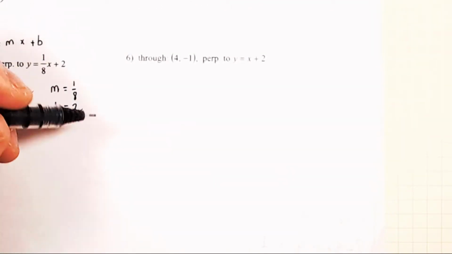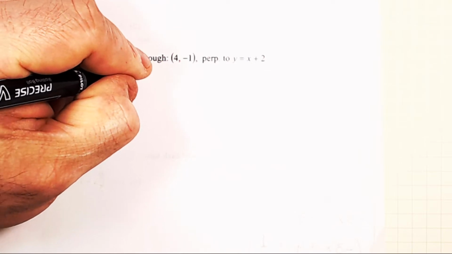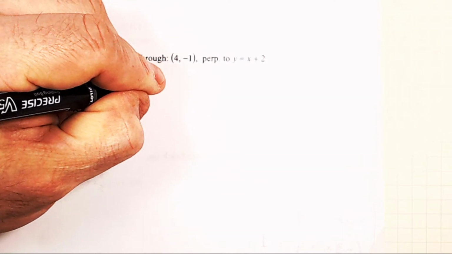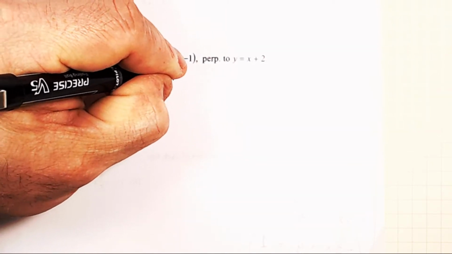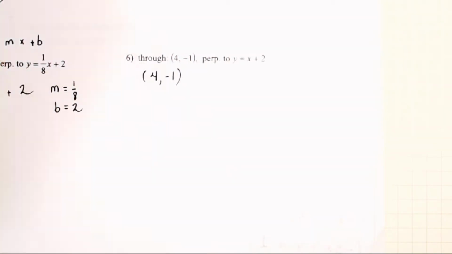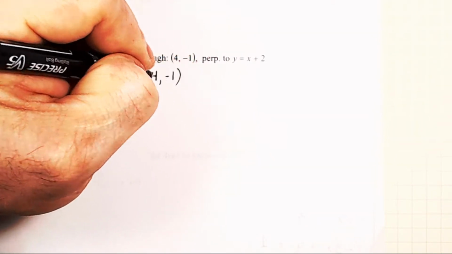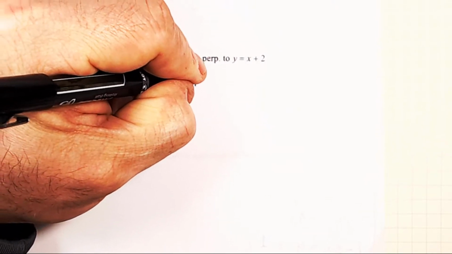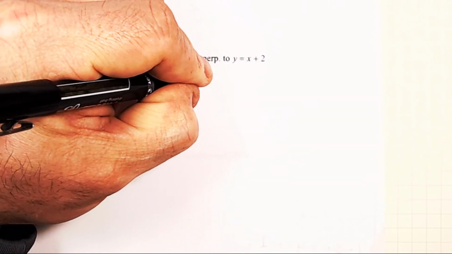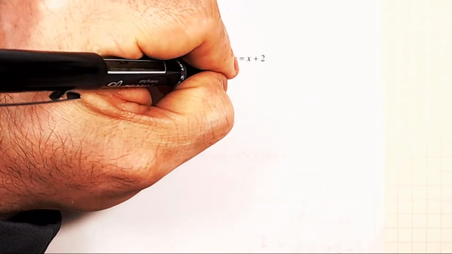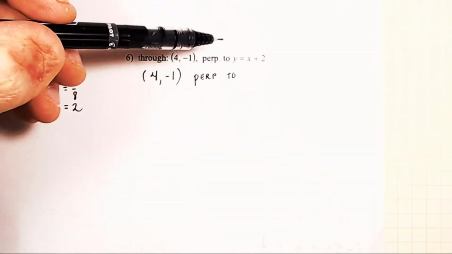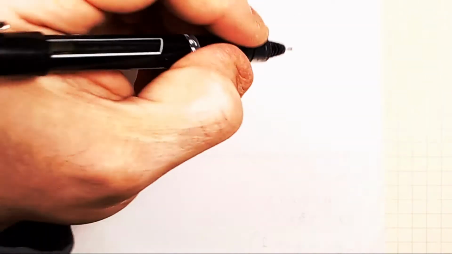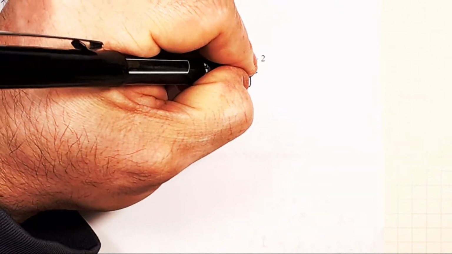It says here that we are given points 4, -1, and we want to find a line passing through those 2 points which is perpendicular to this linear equation right here, y equals x plus 2.